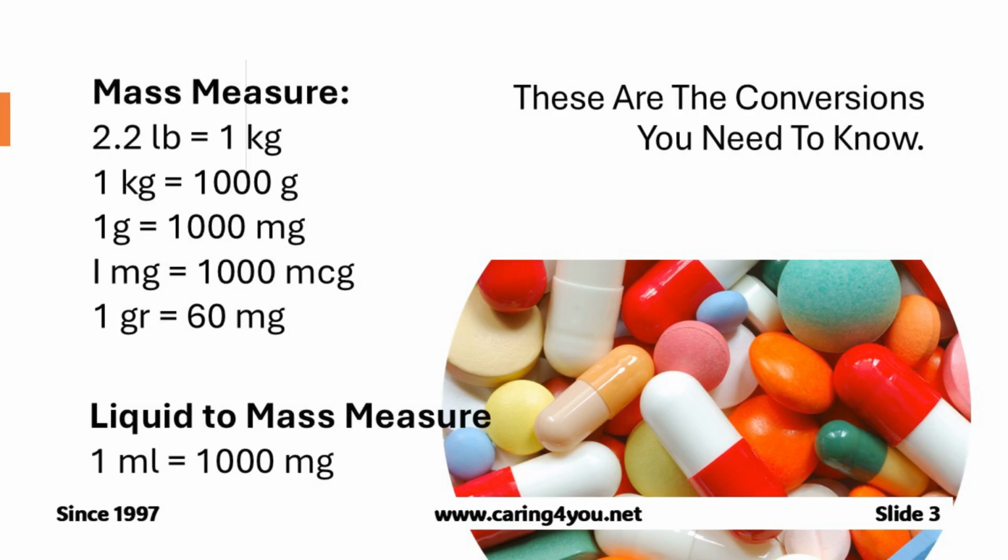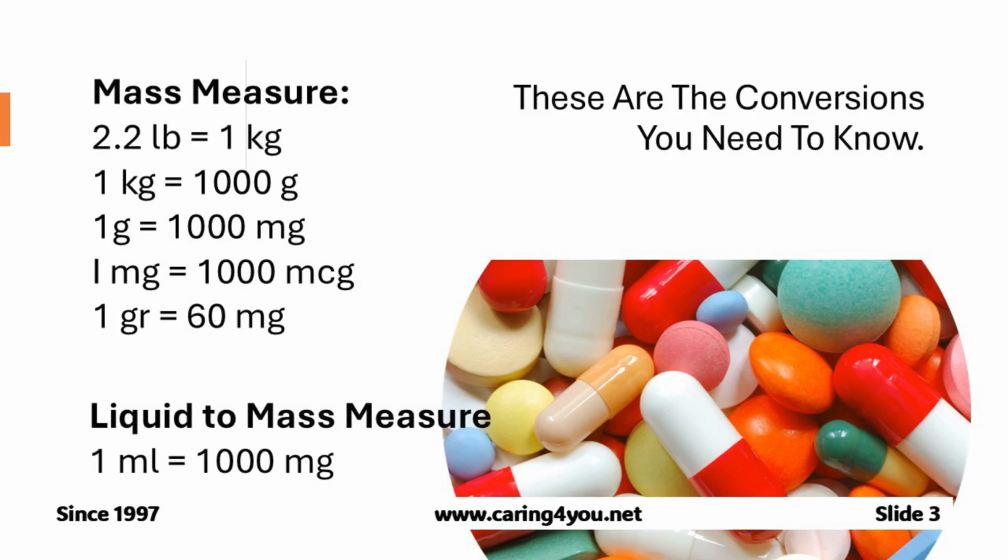This is important to me because we usually draw up milliliters in a syringe. So if you're drawing up 5 milliliters, this means you're going to give 5,000 milligrams. Now that just sounds wrong, okay? So just remember this one liquid to mass measurement. 1 milliliter is 1,000 milligrams. Bottom line is, make sure you read the label 3 times before you give your med.